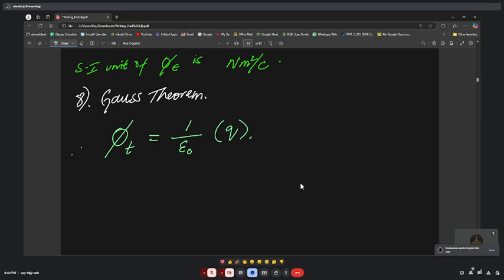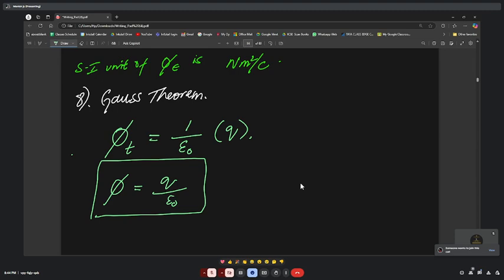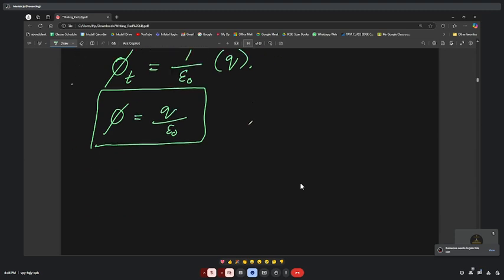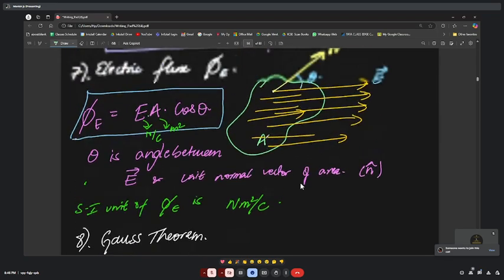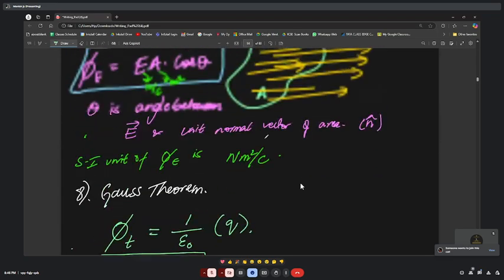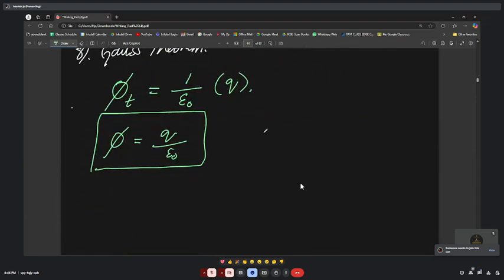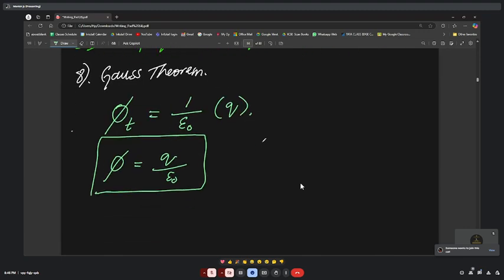So according to Gauss theorem, the total electric flux inside a closed surface is equal to 1 upon epsilon naught times the charge enclosed by the surface, and the formula for this is phi is equal to q upon epsilon naught. So this is the formula for Gauss theorem. This is one relation that you have to know. Clear? You can even combine Gauss theorem and the electric flux. So EA cos theta can be written as Q upon epsilon naught. That's quite possible.